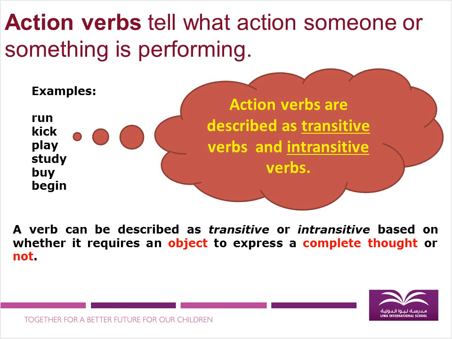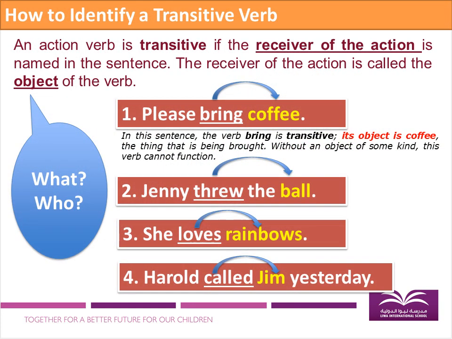Meaning to say, some verbs, they need an object. Why? To express a complete thought. While some other verbs, they don't need an object. So what are the verbs that they require an object? Let us move on to how to identify a transitive verb.